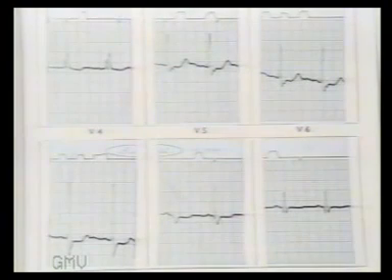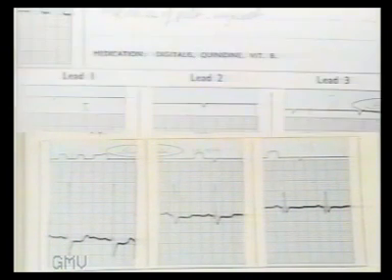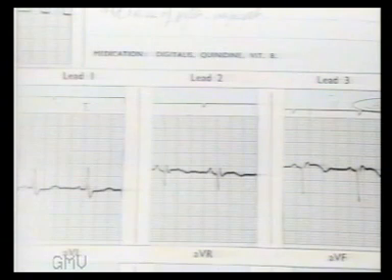Sometimes right bundle branch block may be associated with left anterior hemiblock because both bundles have common blood supply. This ECG shows RSR' pattern in V1 and broad shallow S wave in V5 and V6. So this is right bundle branch block, but in limb leads there is left axis deviation. So this is a right bundle branch block with left axis deviation or right bundle branch block with left anterior hemiblock.